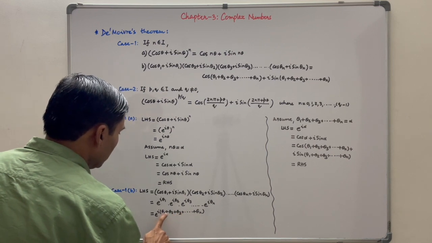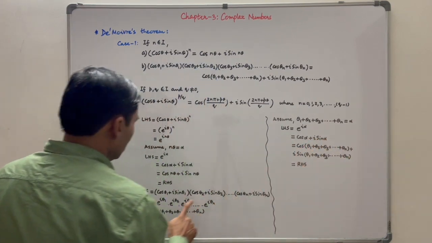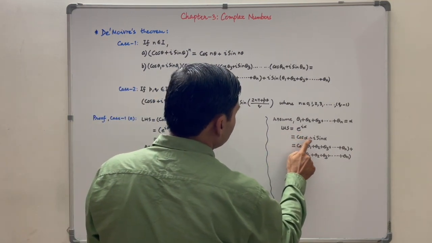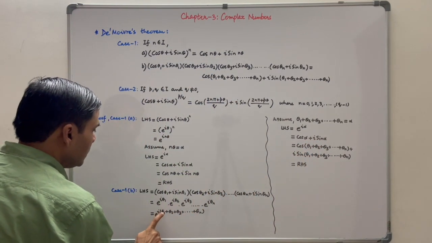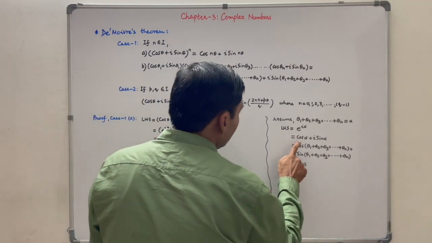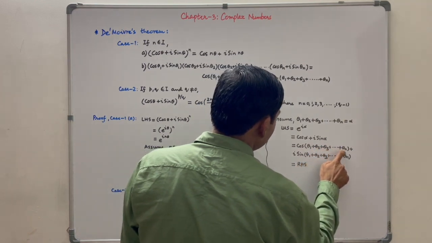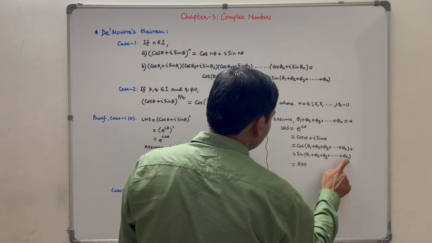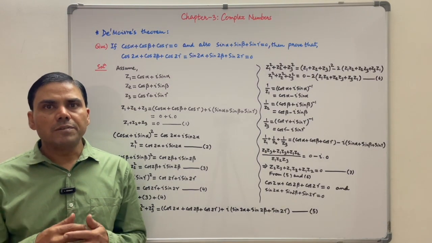Let us say theta 1 plus theta 2 plus theta 3 and so on up to theta n is equal to alpha. So LHS is equal to e to power i alpha, which can be expanded as cos alpha plus i sin alpha. Now let us put the value of alpha back as theta 1 plus theta 2 plus theta 3 plus and so on up to theta n. So it becomes cos (theta 1 plus theta 2 plus theta 3 plus and so on up to theta n) plus i sin (theta 1 plus theta 2 plus theta 3 plus and so on up to theta n), which is right hand side. Let us see one question based on De Moivre's theorem.